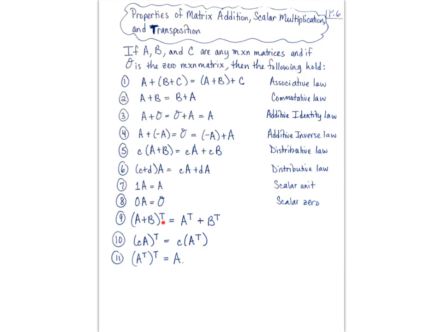A plus B transpose is equal to A transpose plus B transpose. C times A transpose is equal to C times A transpose. And the transpose of A transpose, you get your matrix back. So you just get A. So it's important for you to know all of these properties because you're going to apply them. Okay? What questions do you have?